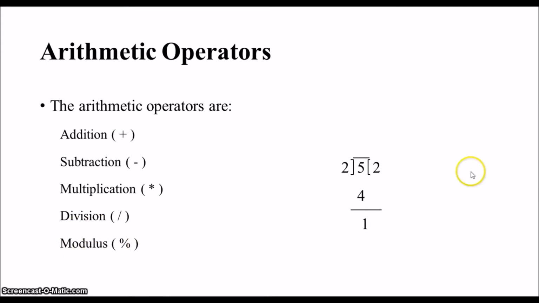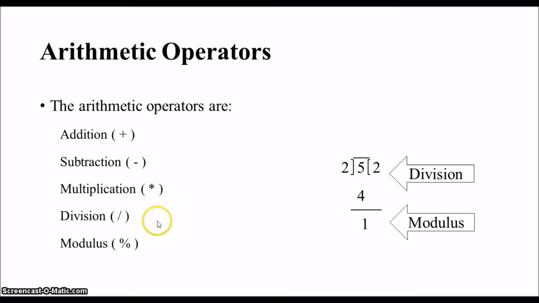So here is an example. If you perform 5 divided by 2, then we get two values: the quotient 2 and the remainder 1. If you want to operate with the quotient, then you should use the division operator. If you want the remainder of this operation, in that case you should use the modulus operator. I hope you got the difference between division and modulus operator. If you want the quotient, use the division operator, and if you want the remainder, then go for the modulus operator.